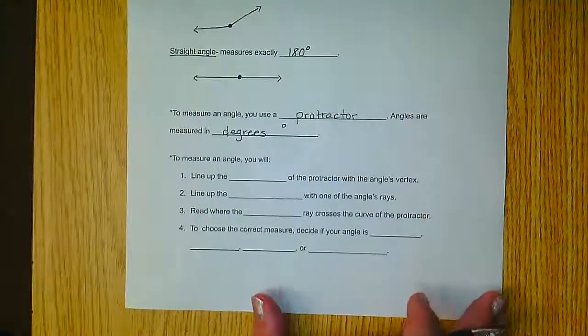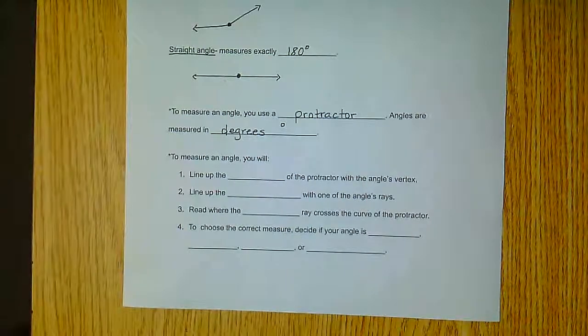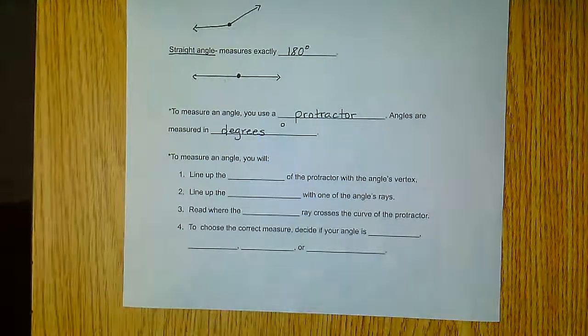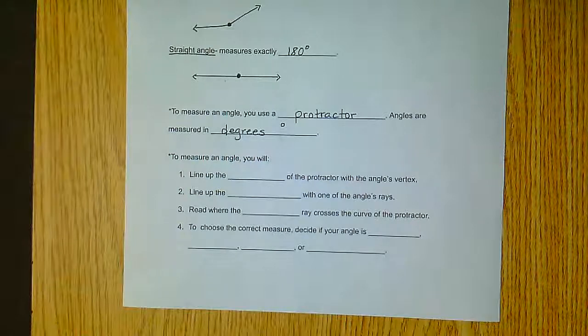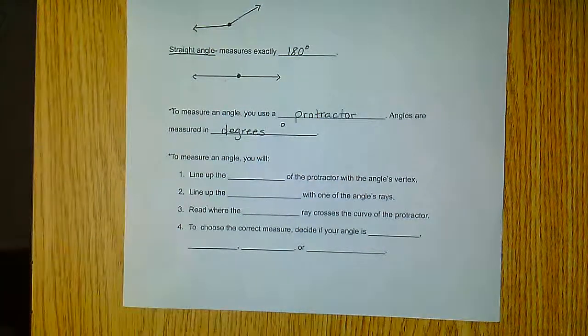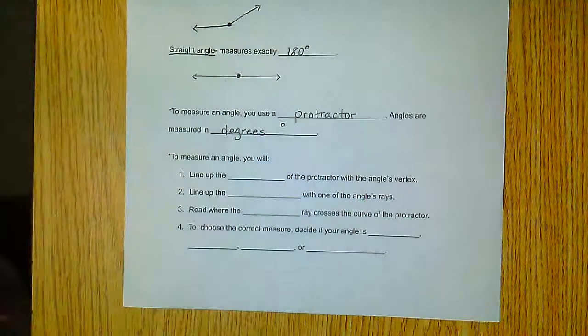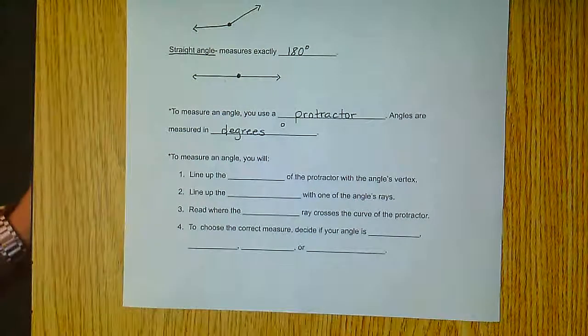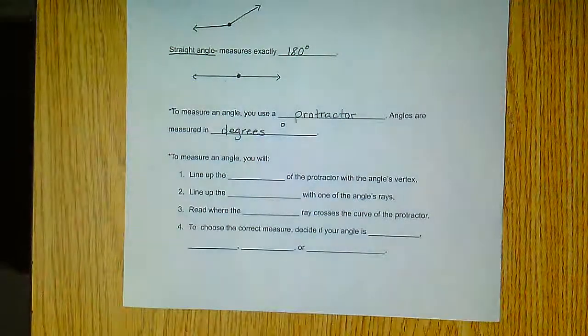The last part of our brain dump is actually going to be filling in the steps for measuring an angle with a protractor. So I'm actually going to pull out a protractor and show you what each of these steps is talking about. I want to get a bigger one.